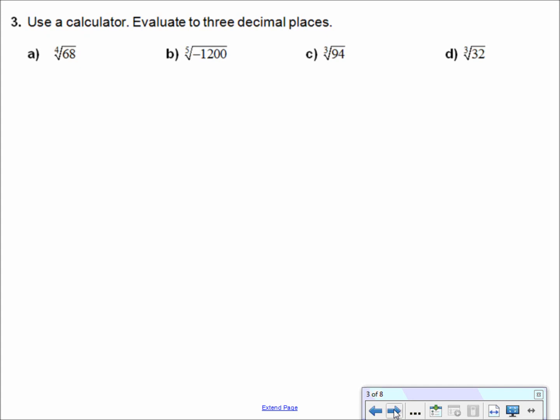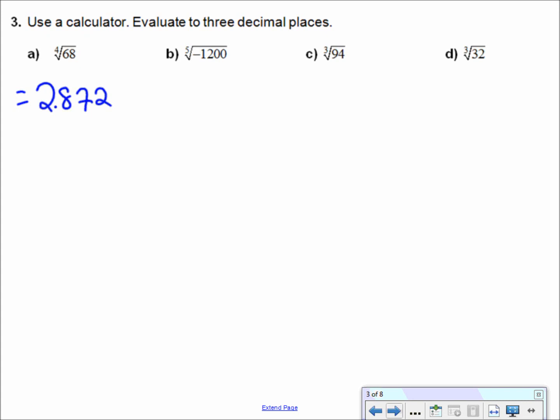Alright, next, use your calculator. Evaluate to 3 decimal places. So, 4, math button, fourth root. I got 2.872 rounded. Everyone get that one?